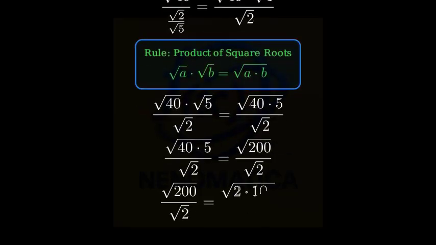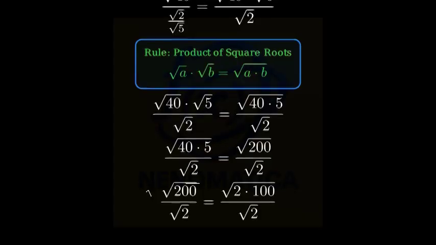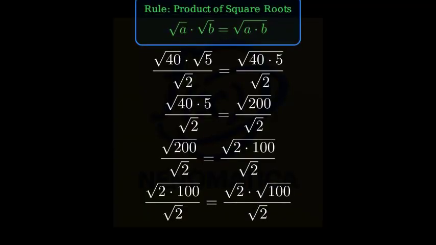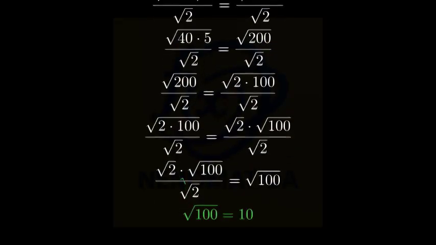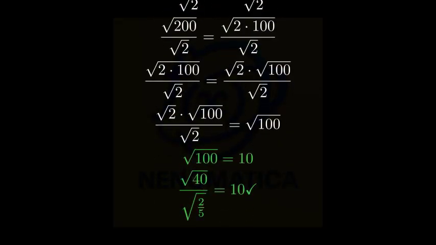Now we can factorize 200 as 2 times 100, which gives us the square root of 2 times the square root of 100 divided by the square root of 2. The square root of 2 in the numerator and denominator cancel out, leaving us with just the square root of 100. And since the square root of 100 is 10, our final answer is 10. So we verified that the square root of 40 divided by the square root of 2/5 equals 10.